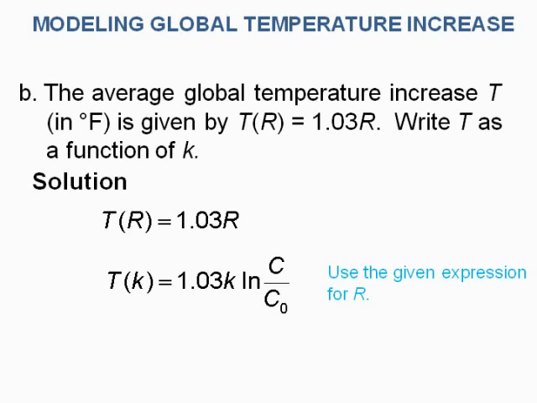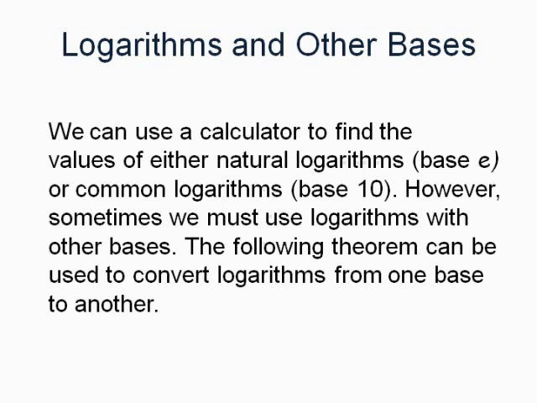Now let's try another one here. The average global temperature increase T in degrees F is given by this: T in terms of R equals 1.03 R, so it wants you to write T as a function of K. If we plug R in there for the temperature here, we're going to get 1.03 R. Plugging back into our formula, we're going to get T of K equals 1.03 K times the natural log of C over C sub naught.